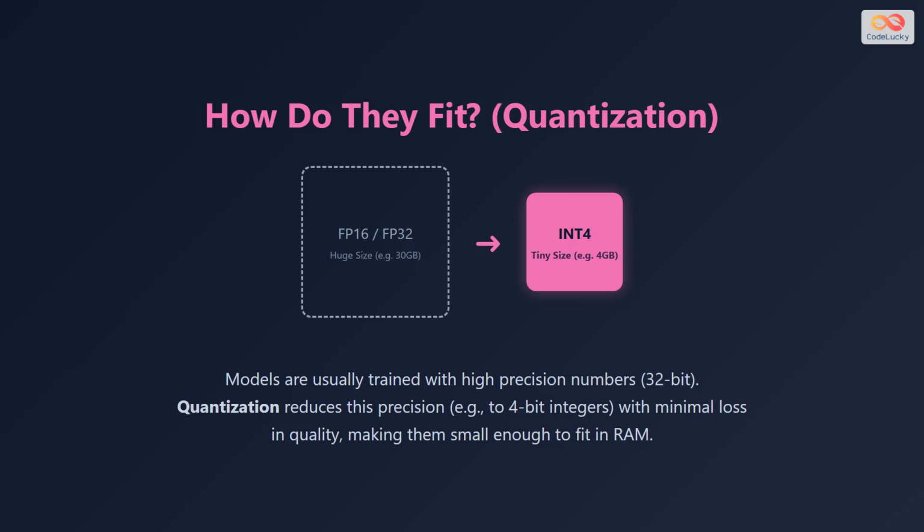You might be wondering, how do these massive models fit on a laptop? The secret is a process called quantization. High-end models use large, precise numbers. By reducing this precision slightly, for example converting 32-bit numbers to 4-bit integers, we can shrink a model from 30 gigabytes down to just 4 gigabytes with almost no loss in intelligence.